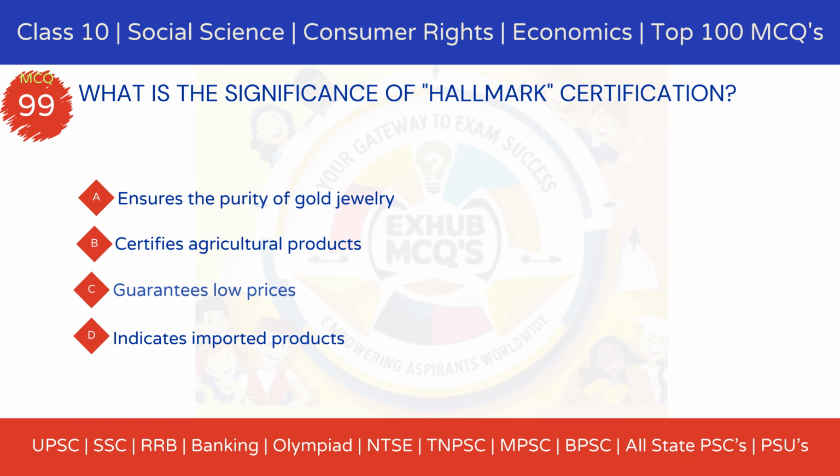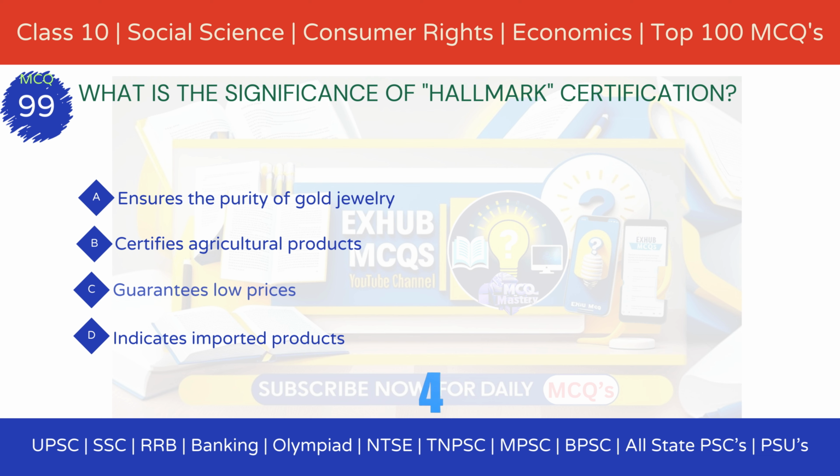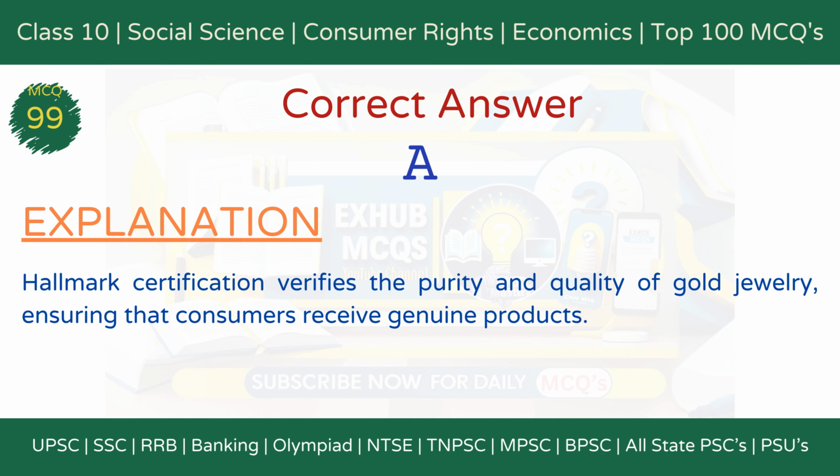MCQ 99. What is the significance of Hallmark certification? Option A, ensures the purity of gold jewelry. Option B, certifies agricultural products. Option C, guarantees low prices. Option D, indicates imported products. The correct answer is option A, ensures the purity of gold jewelry. Explanation: Hallmark certification verifies the purity and quality of gold jewelry, ensuring that consumers receive genuine products.